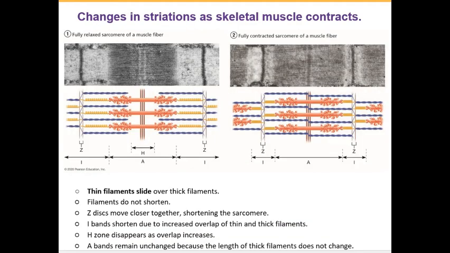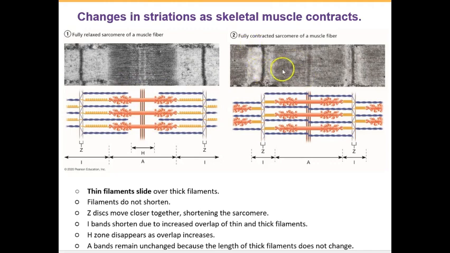Contraction also changes the striation pattern in the skeletal muscle, which we can see when we look at the sarcomere in both its relaxed and contracted states. In a relaxed sarcomere, the thin filaments only partially overlap with the thick filament. So we can see the I band, the area where we only have the thin filament, and then we have the A band, which is the length of the thick filament, and also the H zone, which is the area where we have only thick filament.